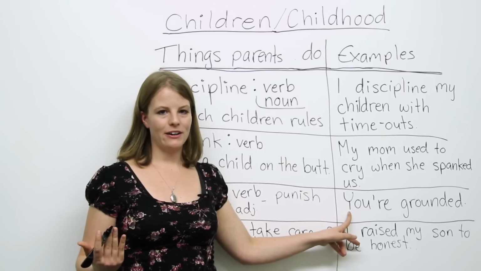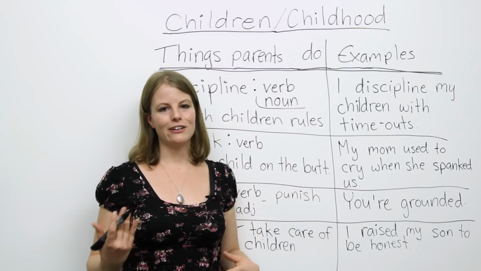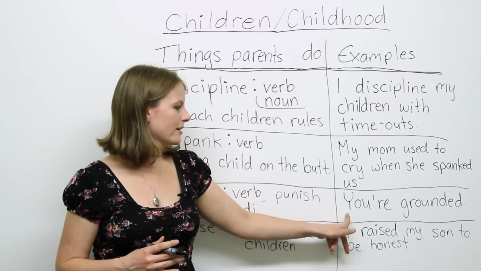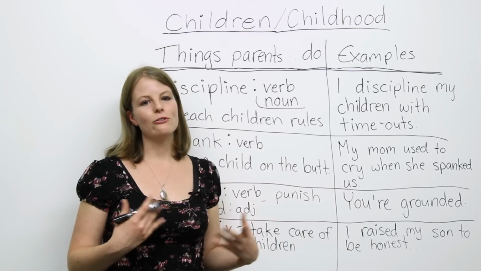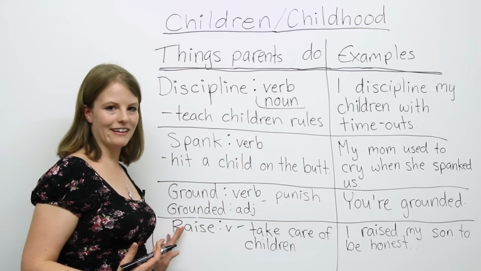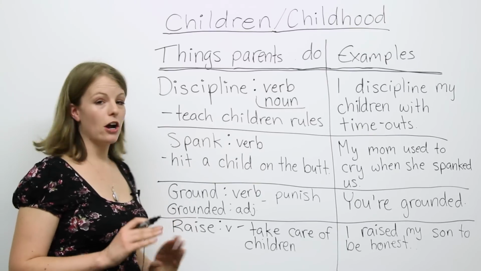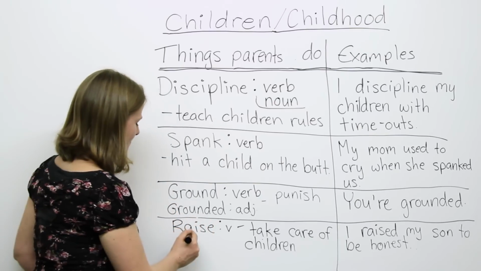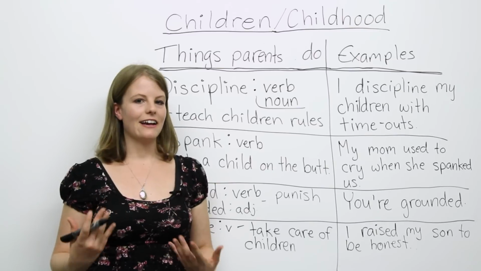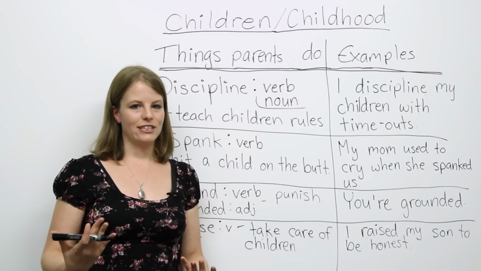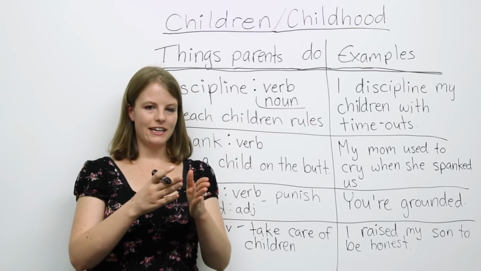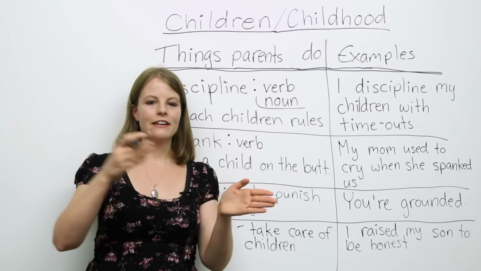And so if you watch North American TV, if there's ever a TV show where there's a child and a parent, at some point you'll probably hear these words. You're grounded, meaning you can't go out, you're being punished. Okay, and finally, the last word we have on this list is raise. So not rise, raise, with an A-I. Raise is a verb, and it means to take care of children and to bring up children, to teach children until they become adults. So you're looking at the period of time from when they're children or even babies to adults.